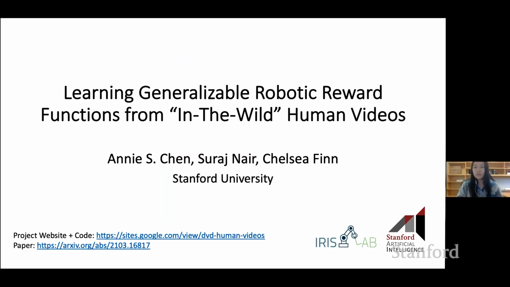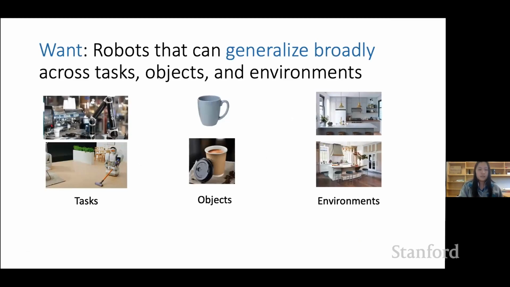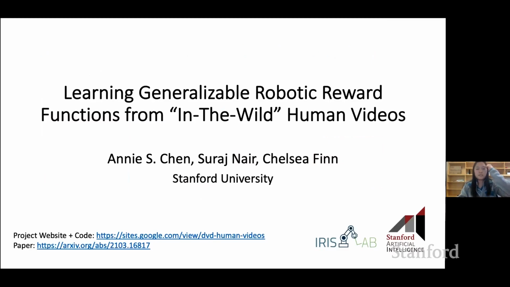Great, yeah. So as Karol mentioned, hi everyone, my name is Annie Chen, and I'm a PhD student working with Chelsea. And I'll be sharing a little bit from a recent work on learning generalizable robotic reward functions from in-the-wild human videos. And this is a joint work with Srajner and Chelsea.